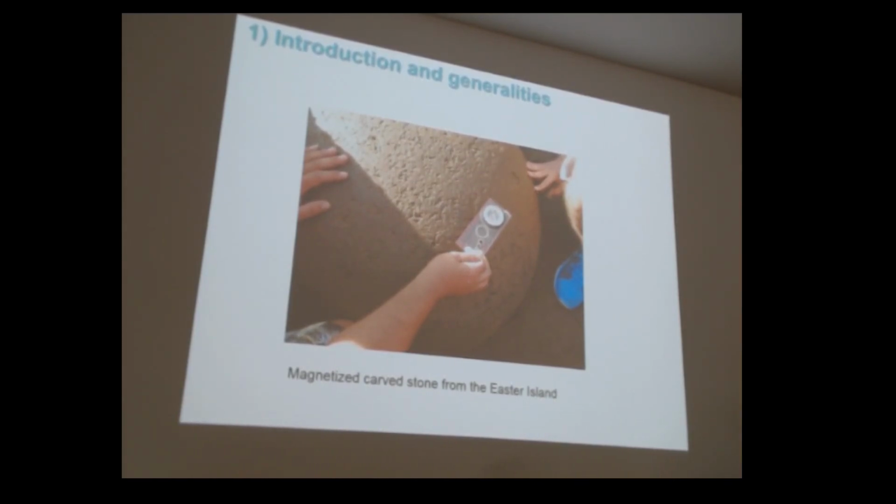But what you can see is that in some places, depending on the rocks, you have an effect of the rocks on a simple compass. So here, this is just an example done on Easter Island.